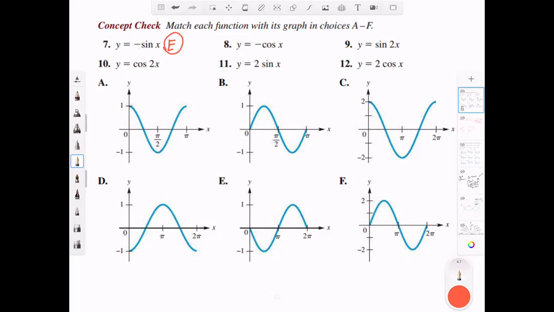Which one is 8? Negative cosine of x? D. Very good, Karen. Is that you? D. Cosine of x is like this. That's what you have in your note sheet. We don't want all types of different graphs in our note sheet. We just have sine, cosine, tangent, then we do the transformation in the exam. So that's the graph of cosine. We have negative, we flip to the D. Excellent. What about 9?